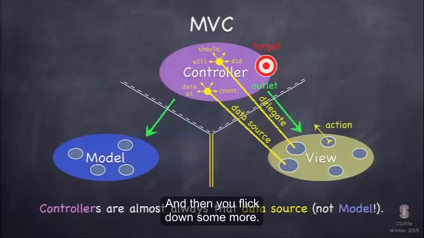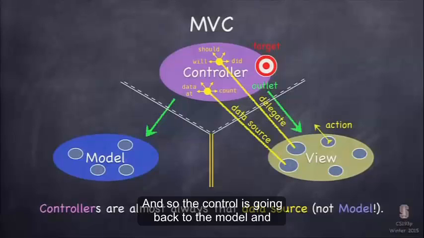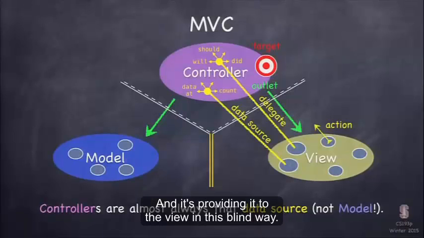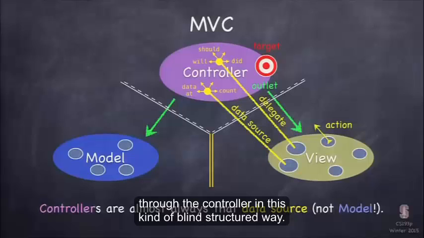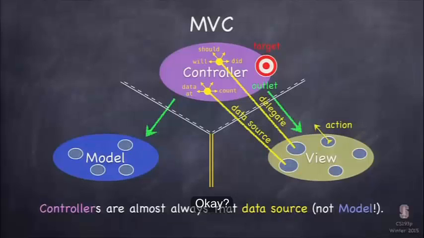You see what I mean? And then you flick down some more. Now it's saying 250, 10 more items. And so the controller is going back to the model and saying, give me more data, and it's providing it to the view in this blind way. So see how the view is getting data from the model through the controller in this kind of blind, structured way? That makes sense to everybody?